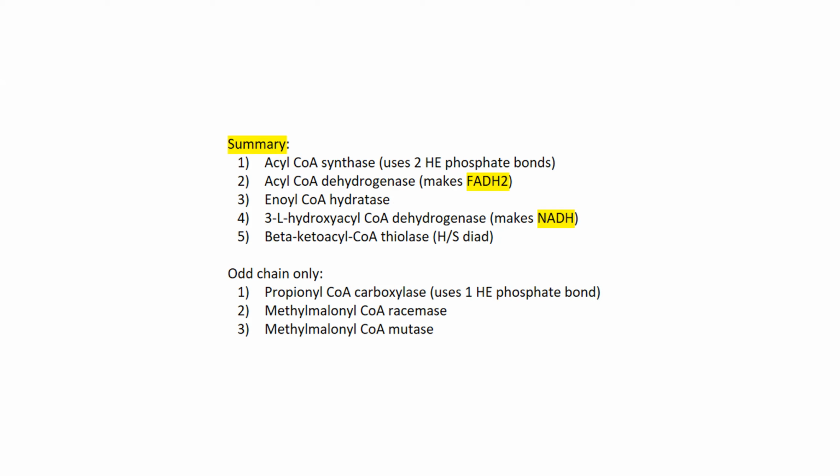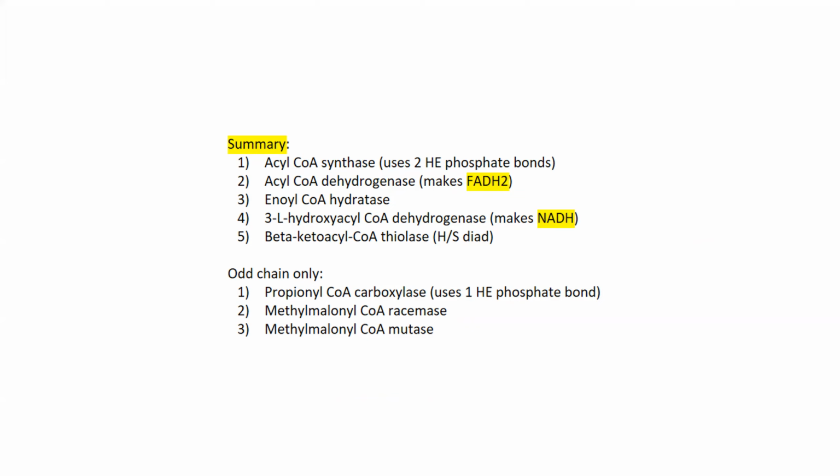Step 1 is acyl-CoA synthase. This is the activation of the fatty acid to fatty acyl-CoA, and this uses 2 high-energy phosphate bonds from the conversion of ATP to AMP. And so this is the equivalent of using 2 ATPs, because usually we're converting ATP to ADP.